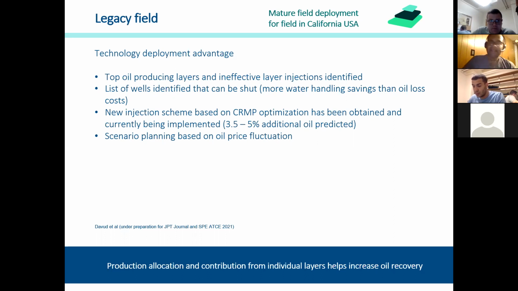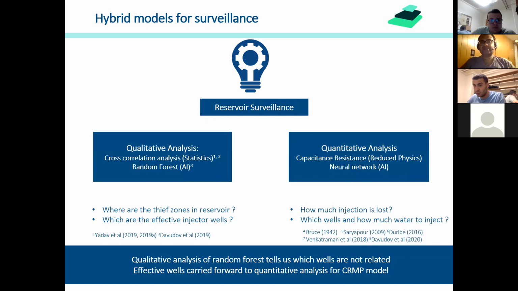Okay. Well, the other models that I want to talk about are again for surveillance. So, in summary, when we talk about surveillance, there are qualitative and quantitative approaches. I spoke about cross correlation analysis and the random forest model. Here what we are doing is identifying where the thief zones are, where the effective injector producer pairs are.